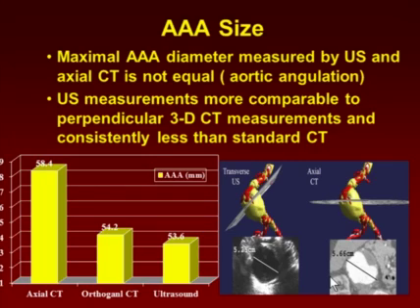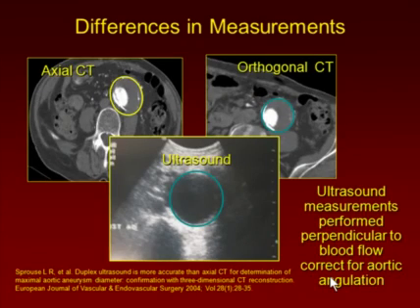And in the presence of aortic angulation, there was a significant difference in the measurements, and that's because the axial CT is doing a transverse cut through the body, and when the aorta is angulated, you end up with an oval measurement, which is slightly larger on axial CT.